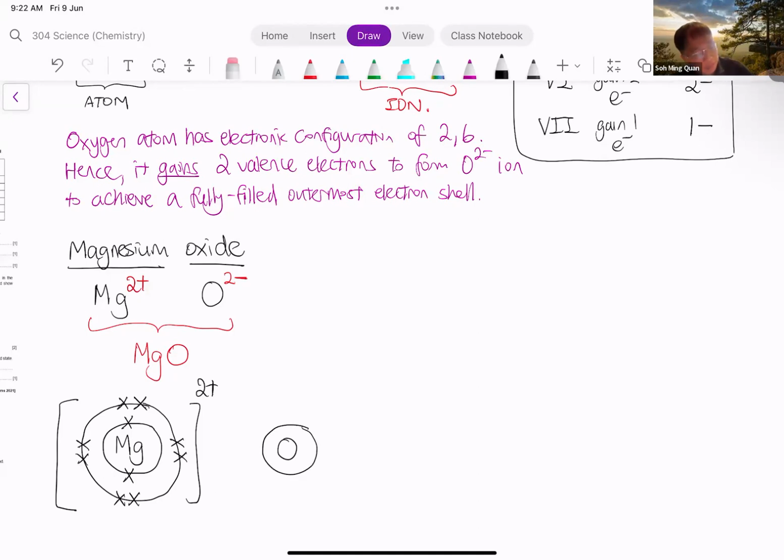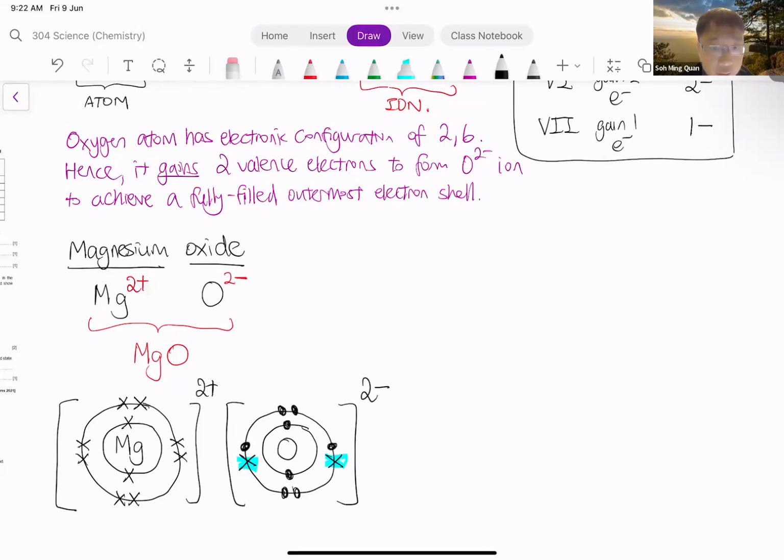How do you draw O2 minus? Just now we just did it, right? Oxygen is 2,6. So 2,6 means it gained 2 electrons. The electrons gained must be drawn in a different symbol. And don't forget, you must use square brackets and put the charge 2 minus outside. So this is magnesium oxide's dot and cross diagram. This is MgO.